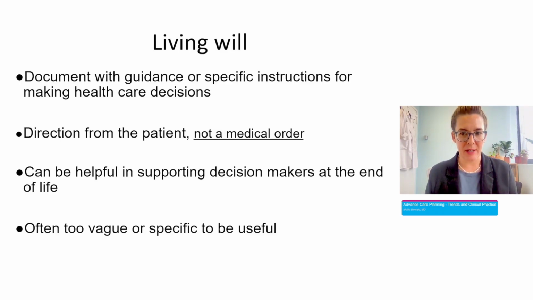A living will can be helpful in supporting decision makers at the end of life, but very often it's too vague or too specific to be that useful. So for instance, I shared in the beginning that my grandmother had a living will that very clearly detailed her wishes in certain circumstances, but the circumstances she actually found herself in were quite different from those she had detailed in her living will.